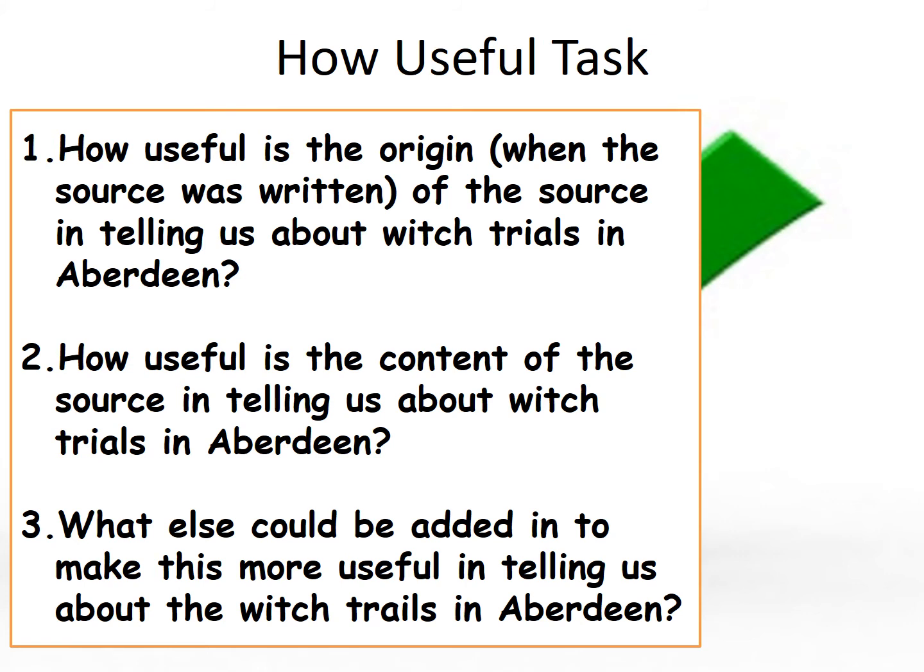Now, what we're going to think about is how useful is the origin, so when the source was written, in telling us about the witch trials in Aberdeen. How useful is the content of the source in telling us about witch trials in Aberdeen? So what does the source actually tell us about the Aberdeen witch trials? And what else could be added in to make the source more useful? So what does it miss out?